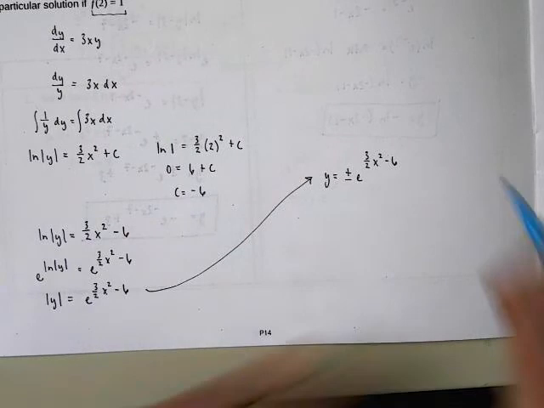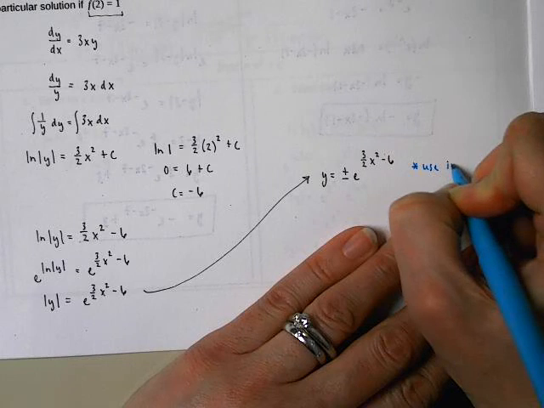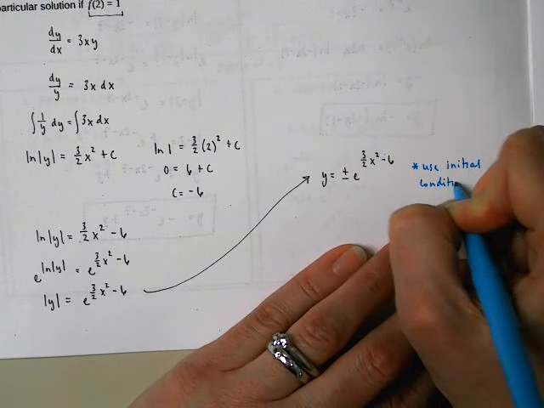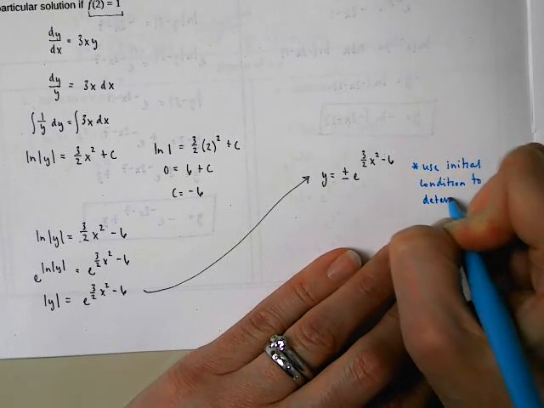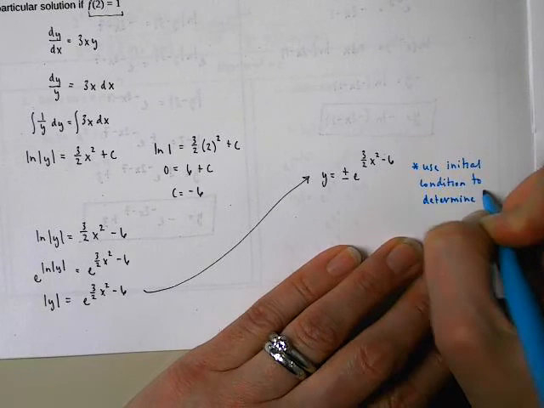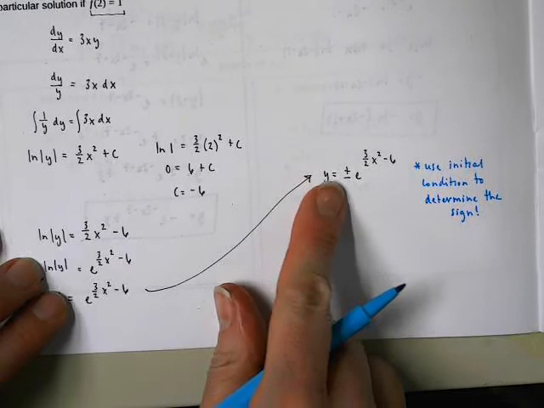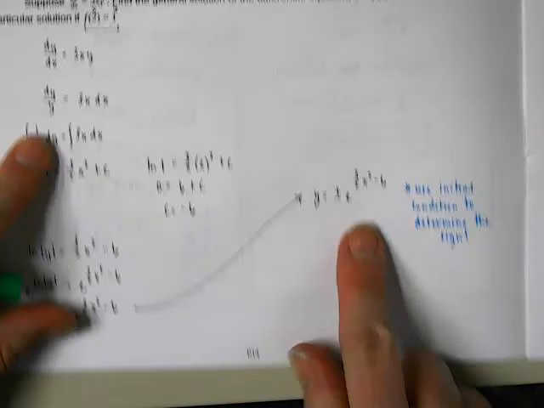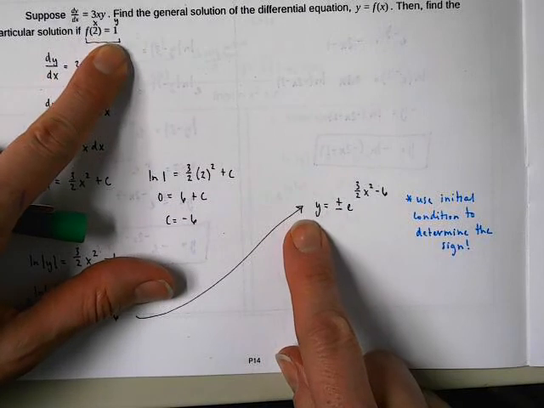And here we're going to use our initial condition to determine the sign. So in other words, to determine whether this should be positive or negative. Here's what I mean by that. If I look back at my initial condition, I would expect that if I plugged in 2 for x, this function should return a y value of 1.